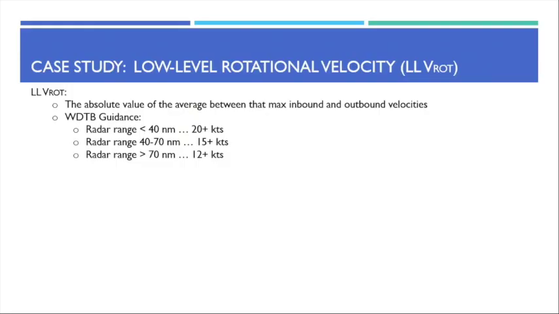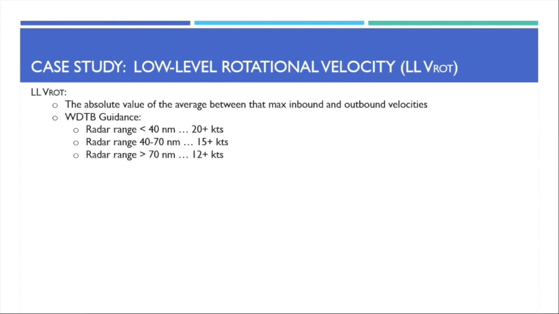So going into the cell analysis individually, the first parameter that I'm looking at is the rotational velocity, and that is essentially a measure of the rotational speed of an individual cell. And per the guidance given, within 40 nautical miles of the radar, 20 plus knots is considered strong enough for a warning. From 40 to 70, 15 or greater knots is considered. For greater than 70 nautical miles, 12 or greater knots are considered.